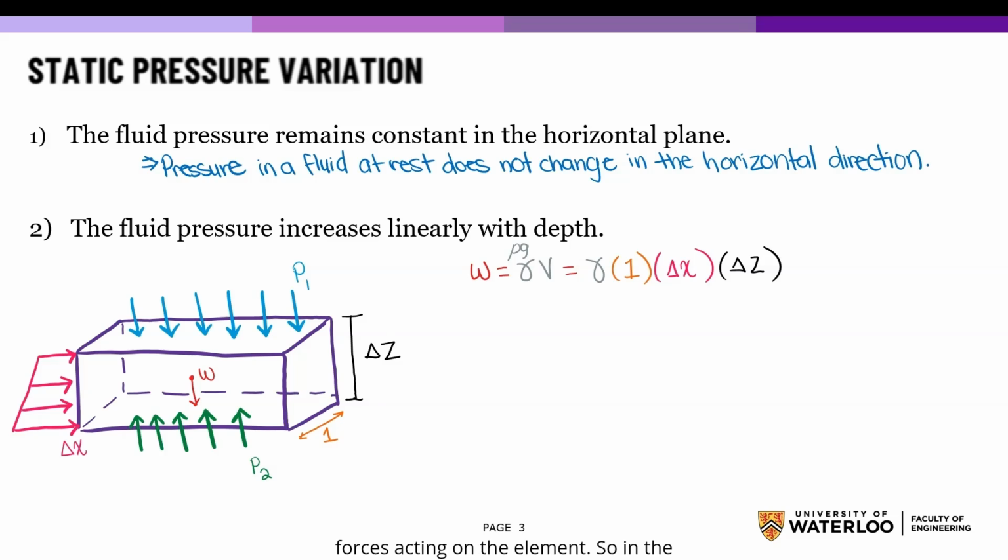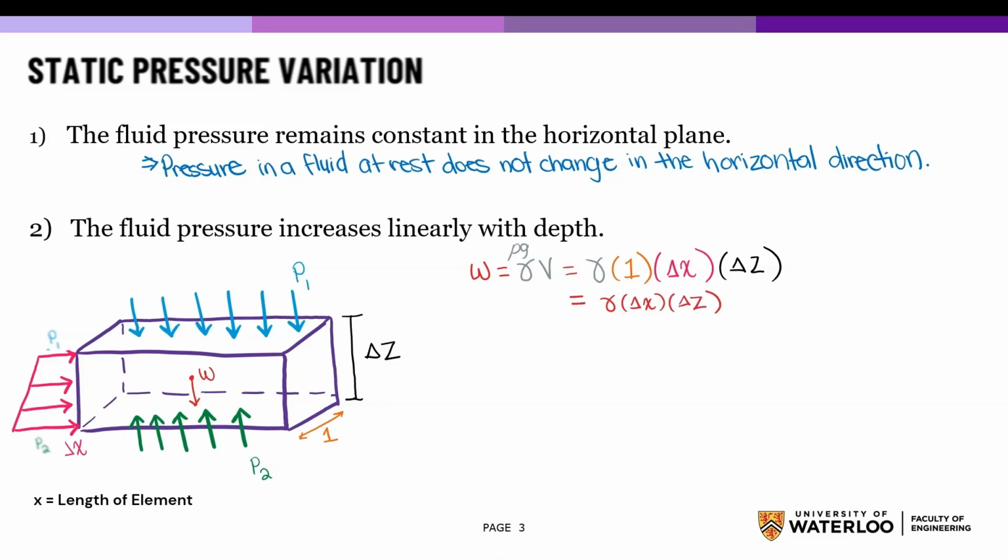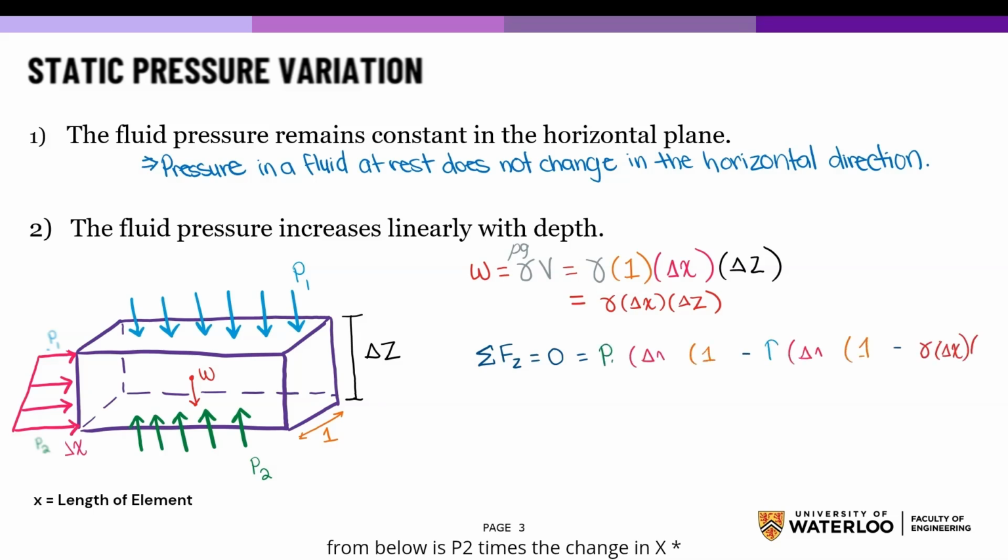So the forces acting on the element. In the downward forces, the pressure force from above is P1 times the change in x times 1. The weight of the fluid is equal to gamma times volume, where gamma is the specific weight and V is the volume of the fluid element. Next is the upward forces. The pressure force from below is P2 times the change in x times 1.